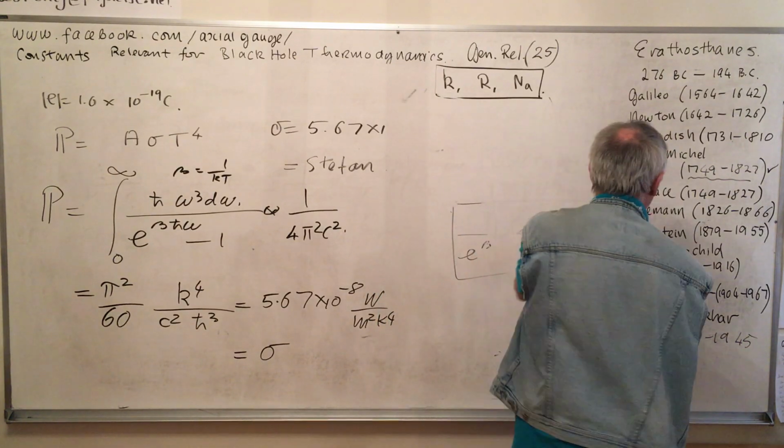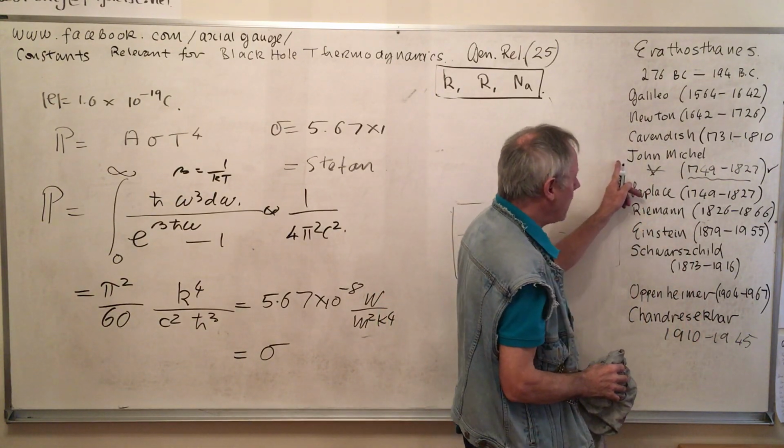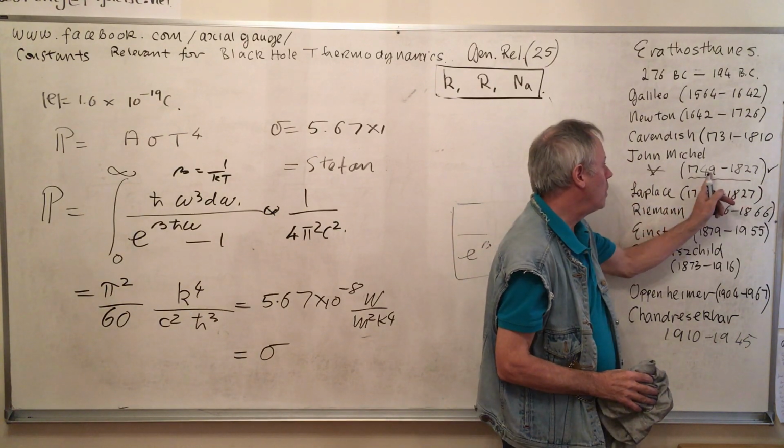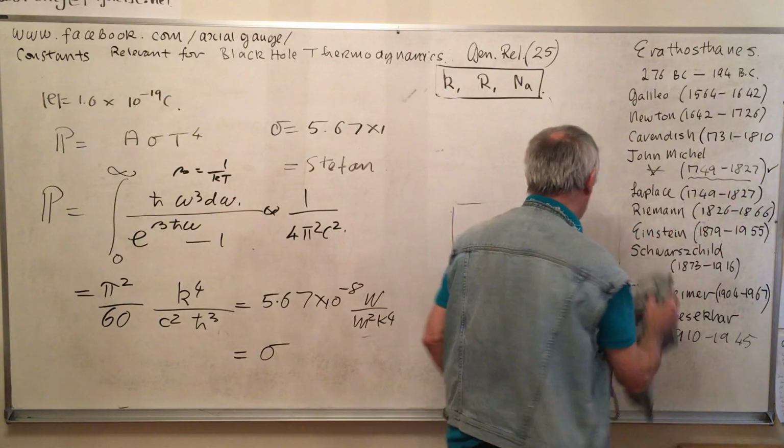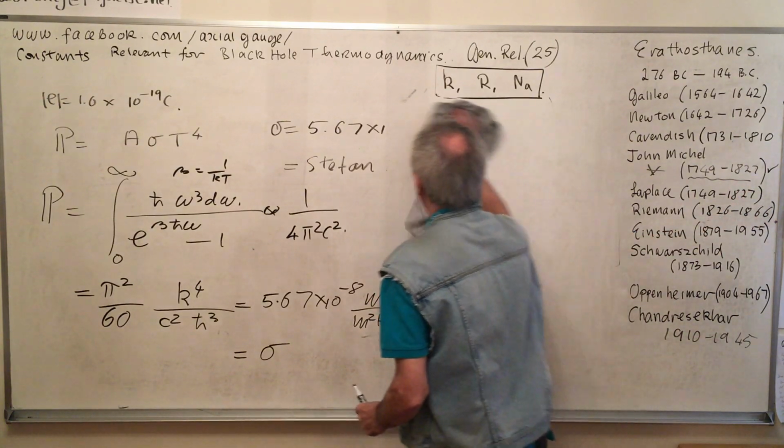Did I say that I got a wrong year for John Mitchell the last time? I had him down for living only 1 year. His years are 1749 to 1827. Yesterday, made a mistake.